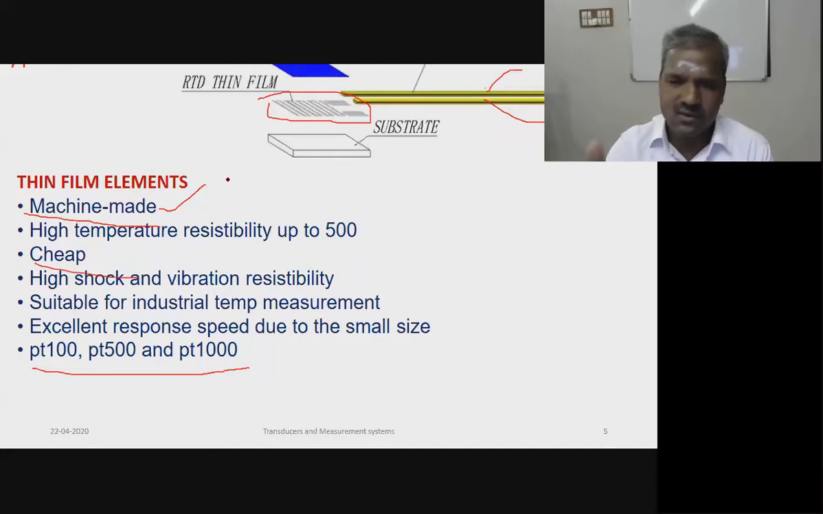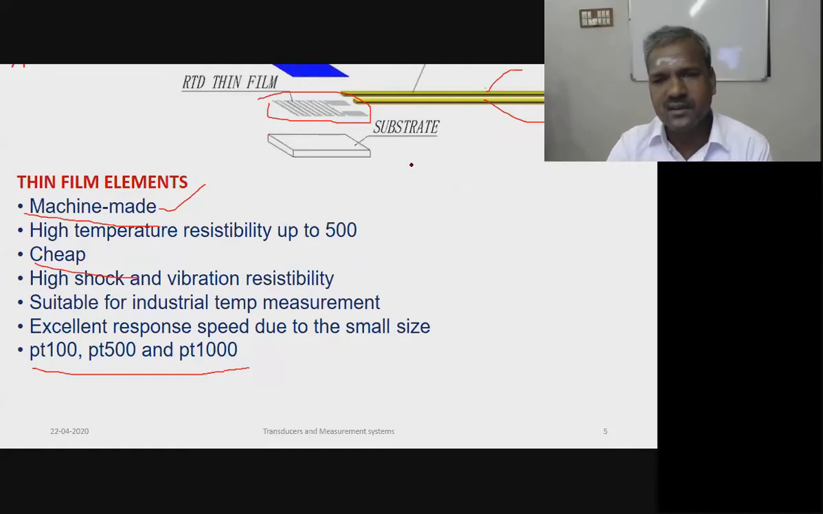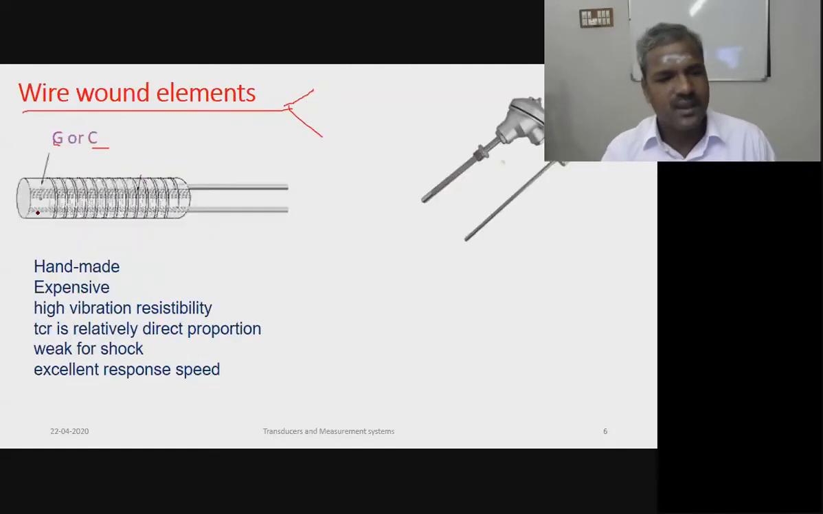If you go to the market, these thin film RTDs cost around 500, sorry, 500 rupees. This one is more costly because it requires more platinum wound on the ceramic or glass. Since glass and ceramic materials are brittle in nature, it cannot withstand the vibration or shock in industry.